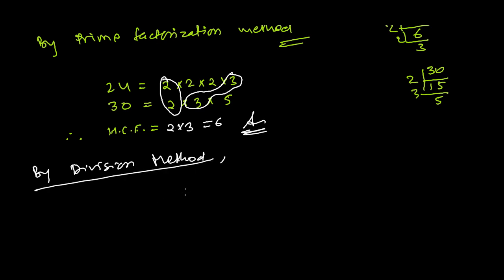All right. By division method, you know, always you need to divide the bigger number by the smaller number. Like now the question is saying you have 24 and 30. Now you need to find out the highest common factor of this. Then which one is bigger number? 30 is bigger number, right? So always divide 30 by 24.